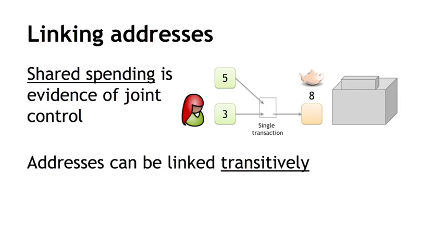So in other words, shared spending is evidence of joint control of 2 different addresses. And it doesn't stop there. This is not just about linking 2 different addresses that are inputs to a transaction. You can do that transitively, and every time Alice has a whole cluster of addresses that have been linked, and then she creates a new transaction that combines one of those addresses with a new address, you can add this new address to the cluster. So this is the first insight behind being able to link transactions together.